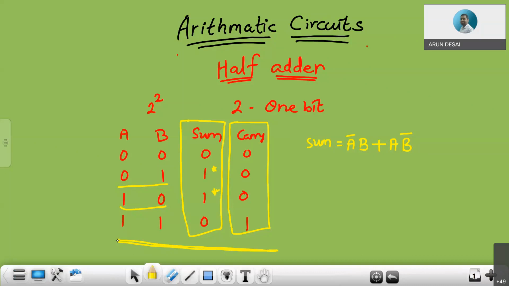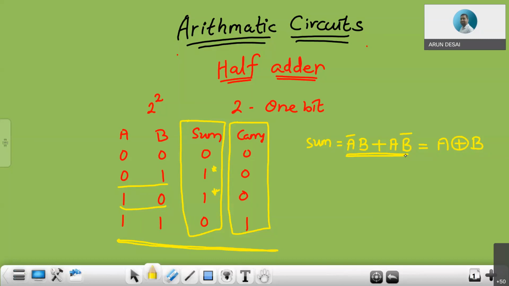This is simply exclusive OR, right? This expression is simply exclusive OR, right?